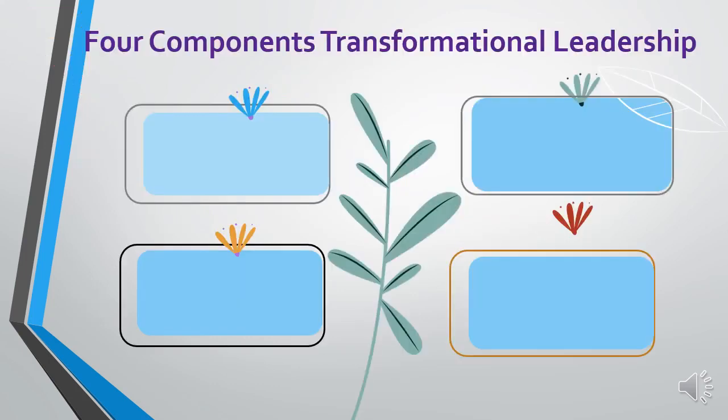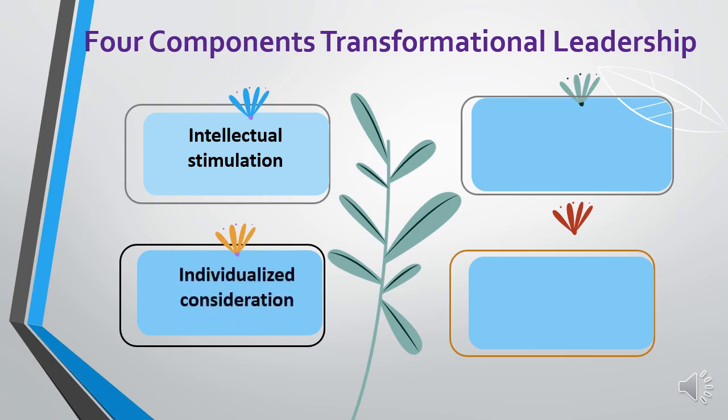Another way to describe transformational leadership is through the four components of behavior that differentiate transformational leadership from other types of leader. Number one, intellectual stimulation, or the degree to which the leader encourages creativity in his followers. Number two, individualized consideration, or the degree to which the leader attends to the needs of each follower, keeping communication open and offering empathy and support.